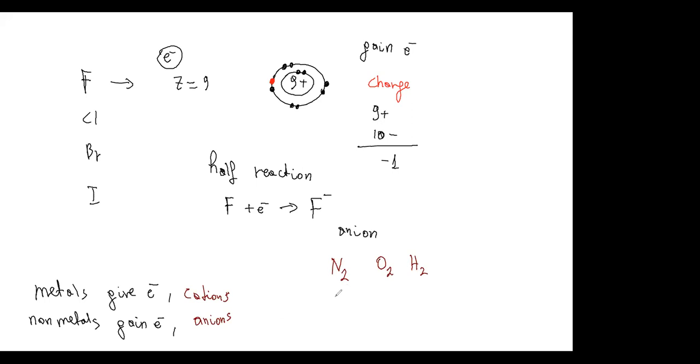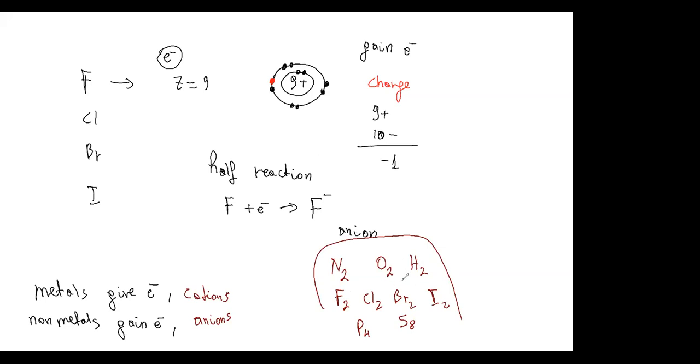Fluorine, bromine, iodine, it will be phosphorus. Phosphorus is P4, and sulfur is S8. These elements are molecular diatomic, so these are groups of atoms.